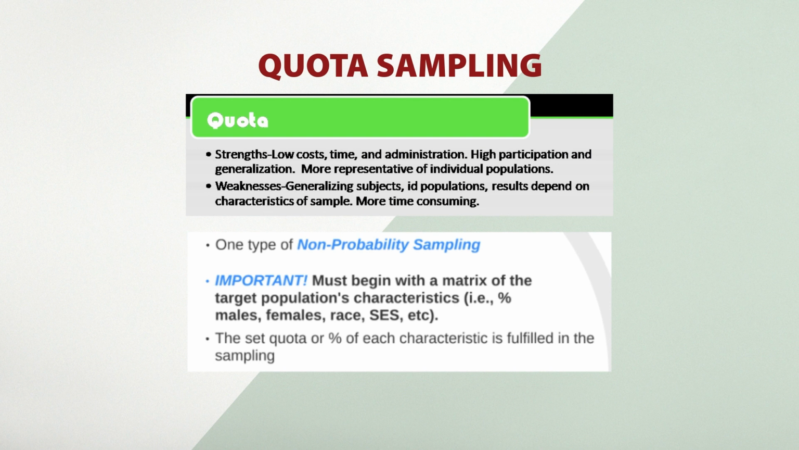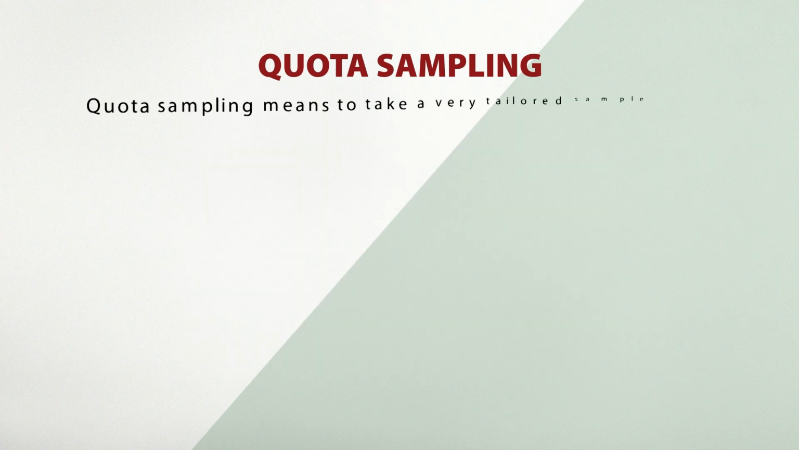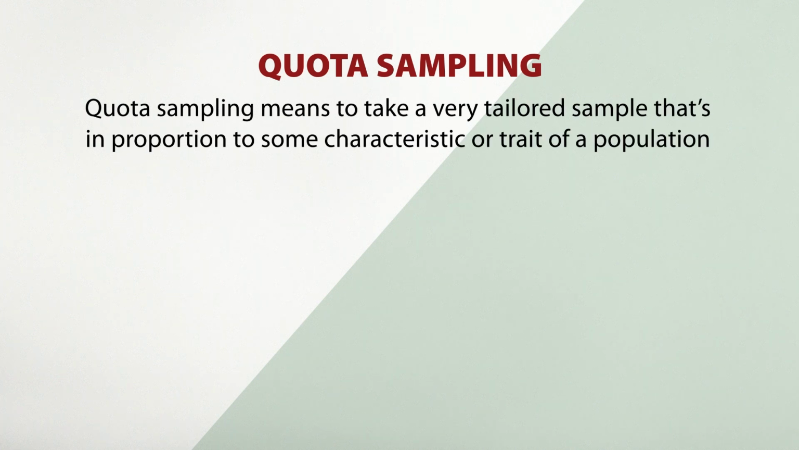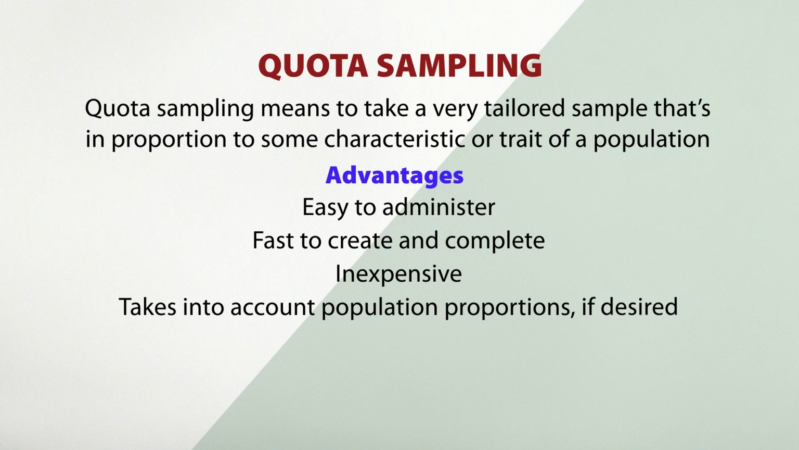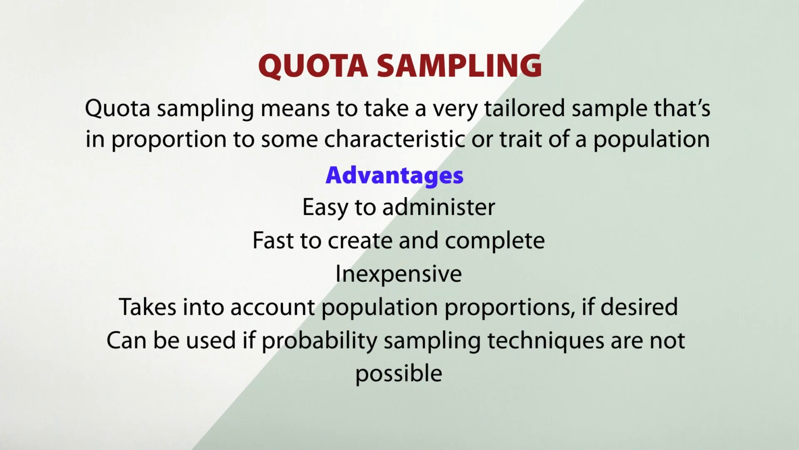So this is another type of non-probability sampling, and it must begin with the matrix of target population characteristics, that is percentage males, percentage females, SES, etc. The set quota or percentage of each characteristic is fulfilled in the sample. There are certain advantages, because quota sampling means taking a very tailored sample. It is easy to administer, fast to create and complete, inexpensive, takes into account population proportions if desired, and can be used if probability sampling techniques are not possible.